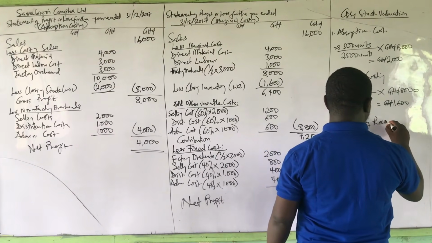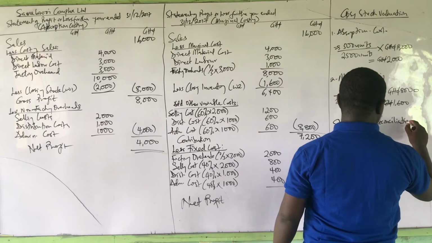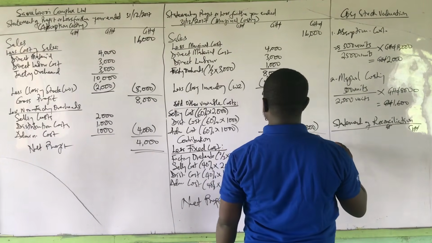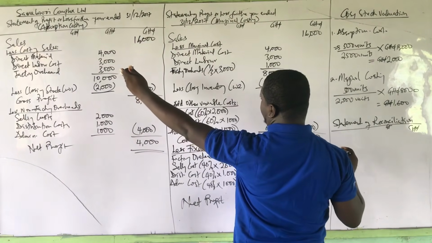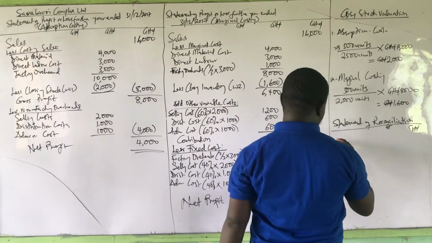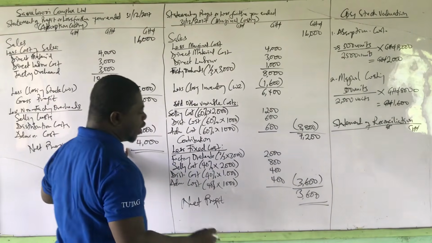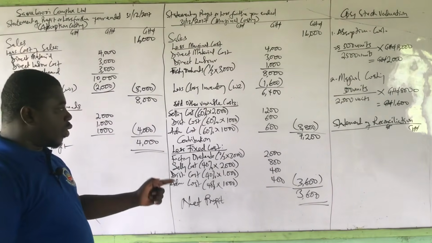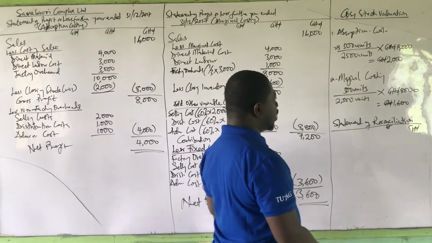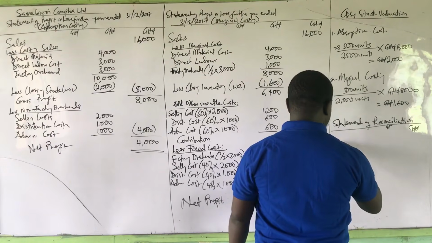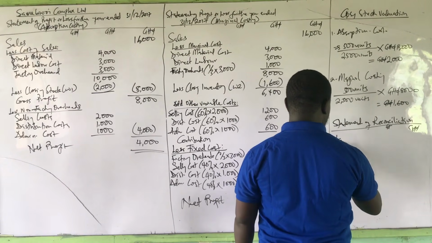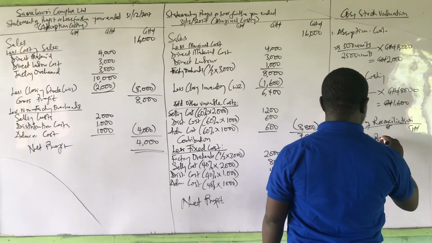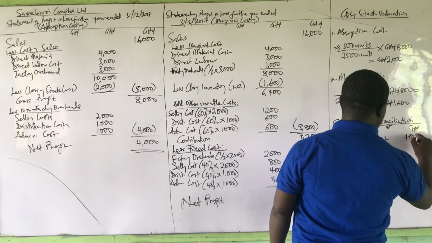Statement of profit reconciliation under the two methods. You can start with any of them. You can start with the absorption costing profit or marginal. If you are starting with the marginal profit of 3,600, then you add the 400 to get 4,000. Now, let's start with the absorption costing profit, which is 4,000.